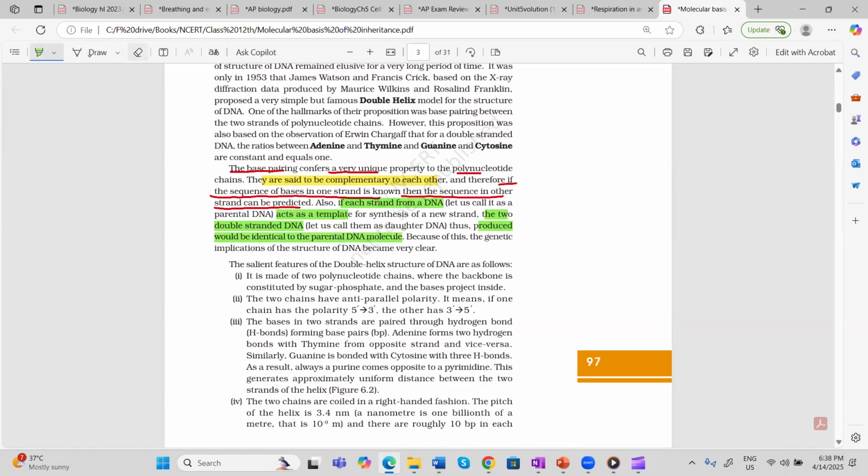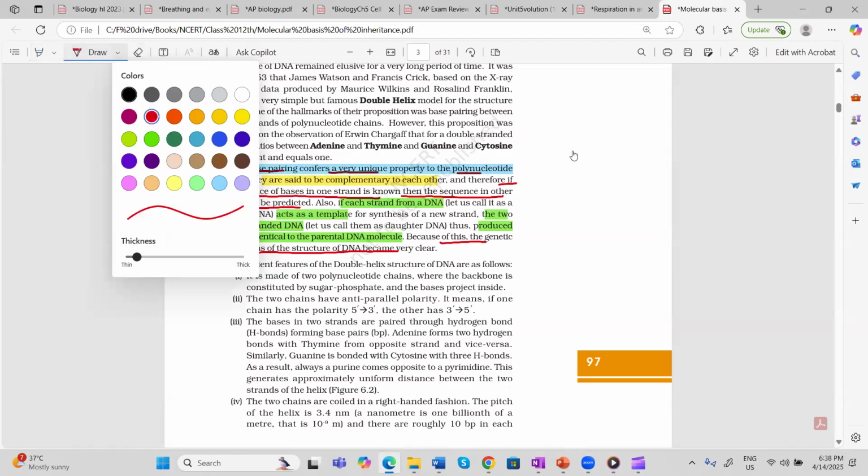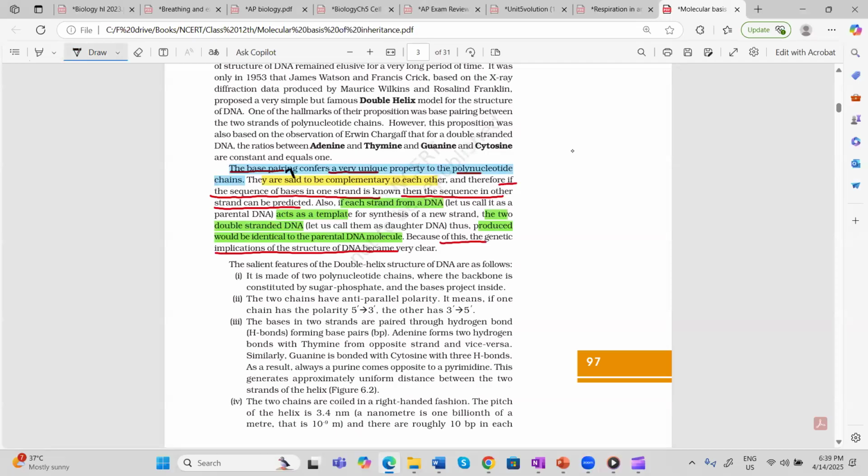And you can say one big puzzle is solved, because people were struggling with how the inheritance of characters happens. Because of this, the genetic implication of the structure of DNA became clear. So base pairing gave two unique properties. First, because of complementarity, if you know the sequence of one strand, you can predict the second. Second, if you use them as a template, the two daughter strands produced are identical to the parent strand.